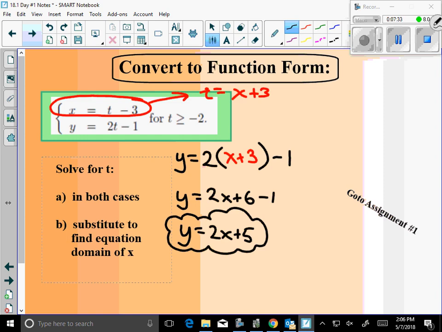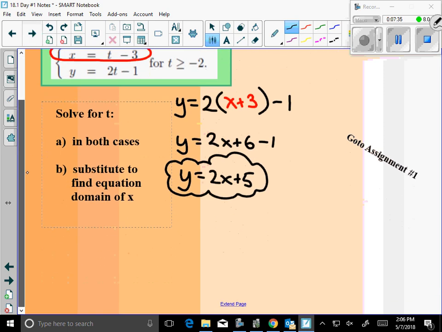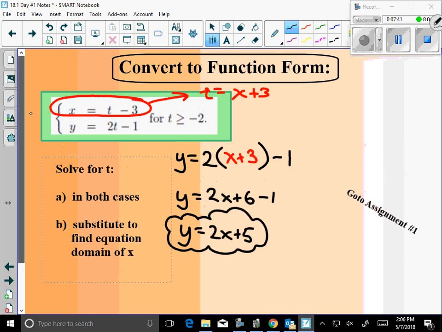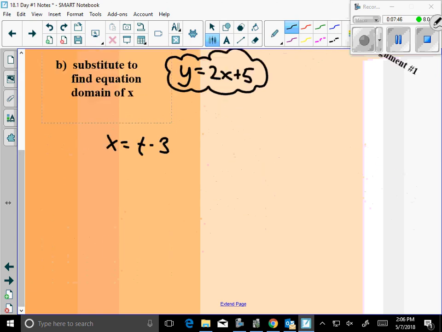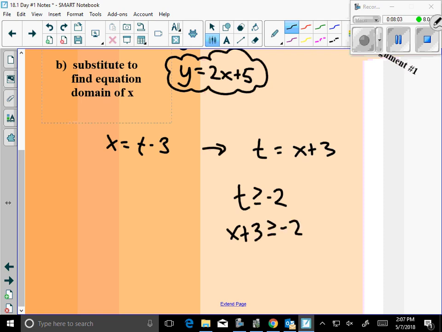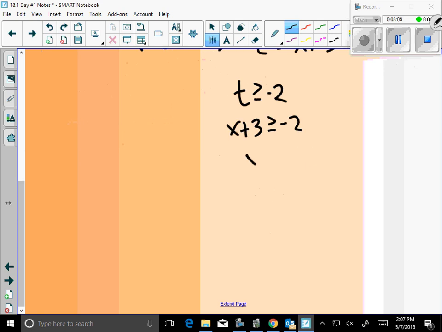Now here's another way for you to find that domain. We said the domain was x is greater than or equal to -5, right? Okay, so if I say that x equals t minus 3, that tells me that t equals x plus 3. If I say that t is greater than or equal to -2, then could I say that x plus 3 is greater than or equal to -2? Yes, because I've said they're equal, right? t equals x plus 3. Therefore, when I solve, looky there. There's the domain.